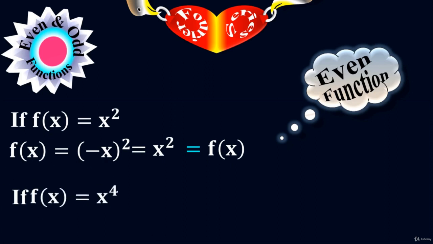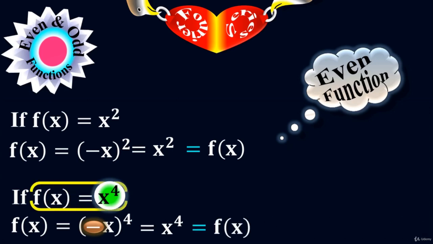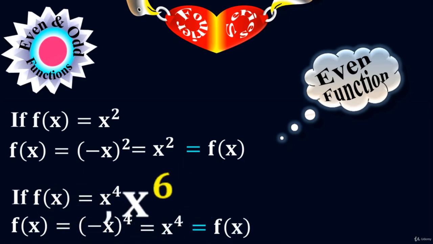Similarly, if f of x equals x to the 4, and I multiply the variable x by minus and then take its whole power 4, it equals plus x to the 4, which equals f of x, my original function. So x to the 4 is an even function. So is x to the 6, x to the 8, and so on. If the power of the variable is even, then the function is an even function.